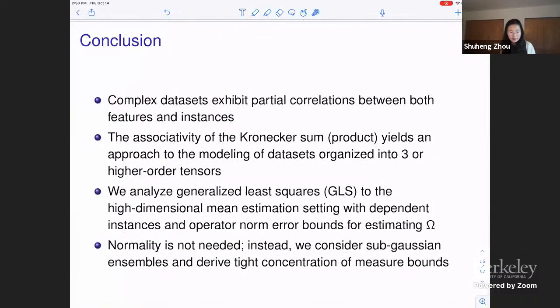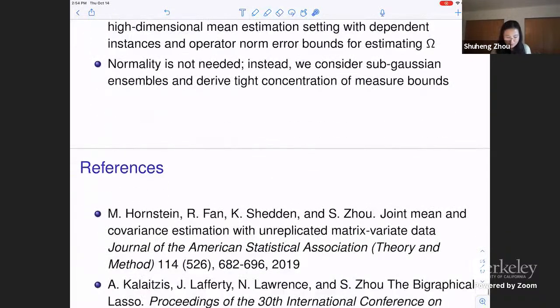So in conclusion, in this talk, I showed that complex data sets can exhibit partial correlations between both features and instances. The associativity of the Kronecker Sum yields an approach for modeling data sets organized into three or higher order tensors. And we analyzed this classical method, GLS, in the high dimensional setting where we need to jointly estimate the mean and the covariance, and normality is never needed thanks to the Hanson-Wright inequality. We consider sub-Gaussian ensembles and derive tight concentration of measure bounds throughout the talk. So thank you very much.